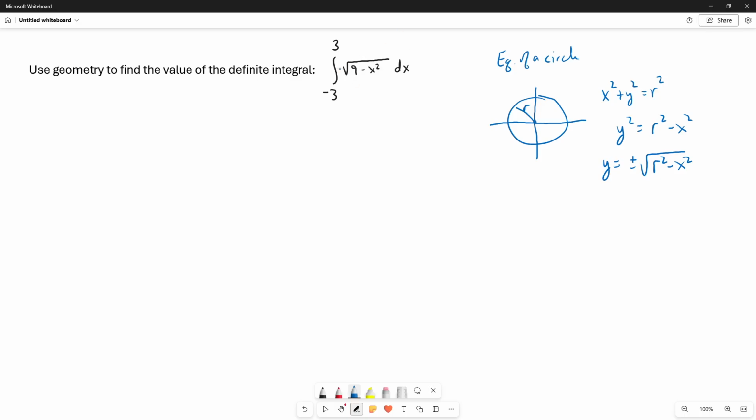We have the positive square root. Now the positive square root gives us the upper semicircle. That would be y equals the positive square root of r squared minus x squared. And the negative square root would give us the bottom half, the lower semicircle.